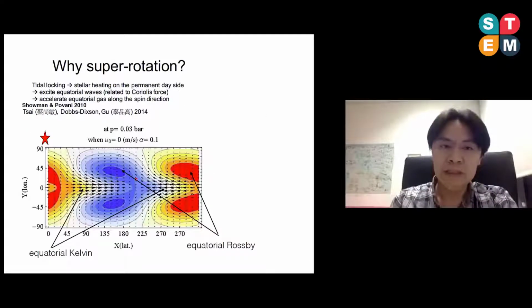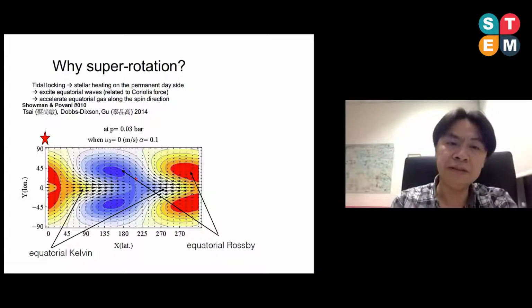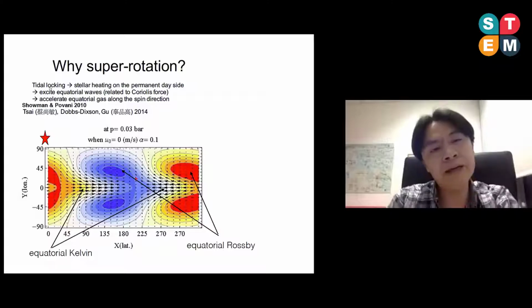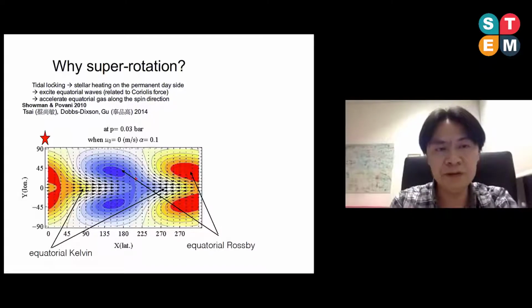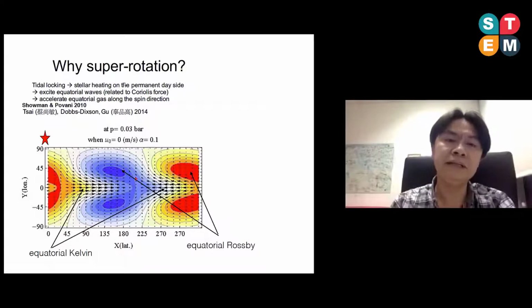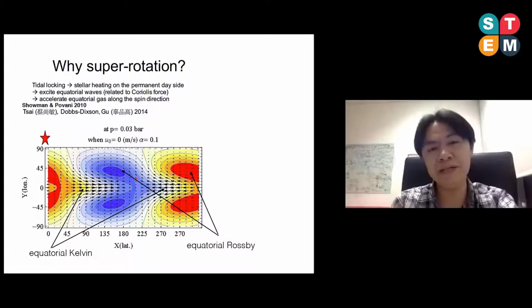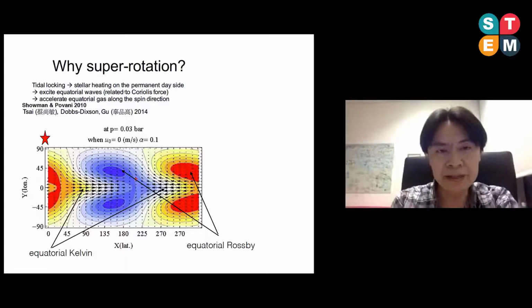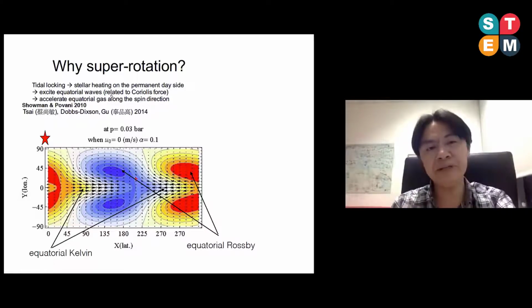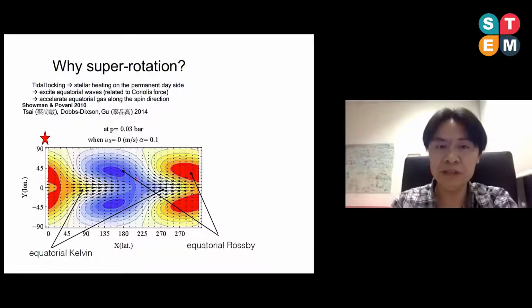It was not really realized until Showman and Polvani in 2010. They published a paper, and they demonstrated that even for a tidally locked atmosphere, you start with this atmosphere, and the stellar heating on the permanent day side can excite equatorial waves, which are some kind of wave related to the Coriolis force. And then it can accelerate equatorial gas along the spin direction.